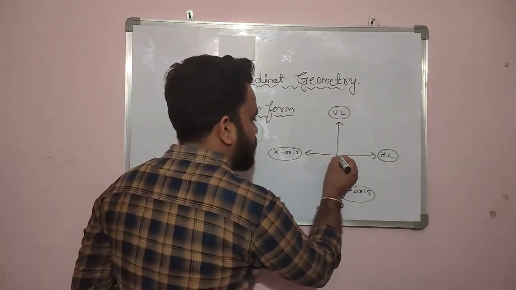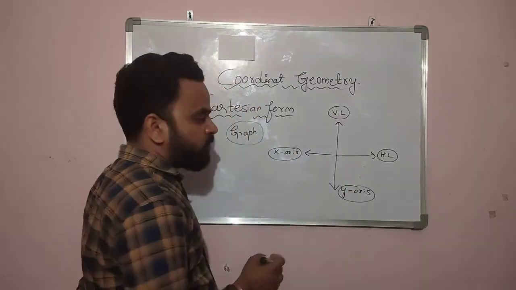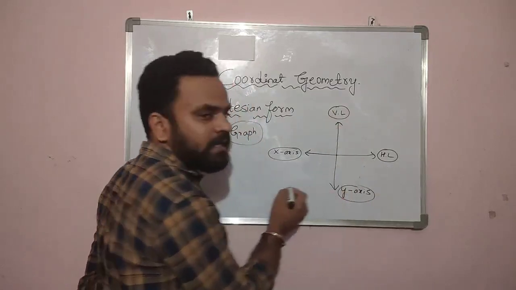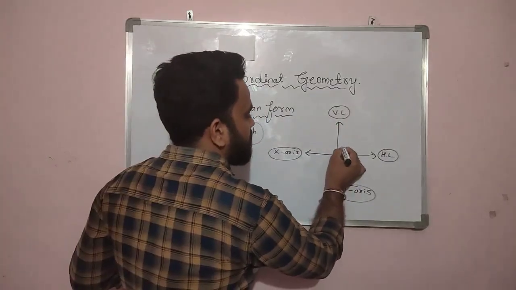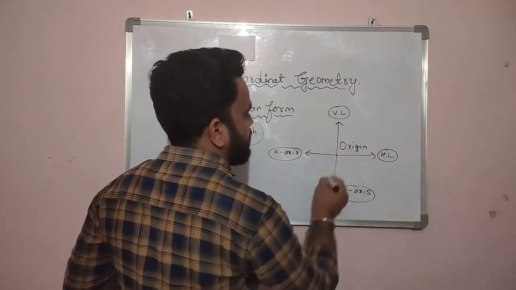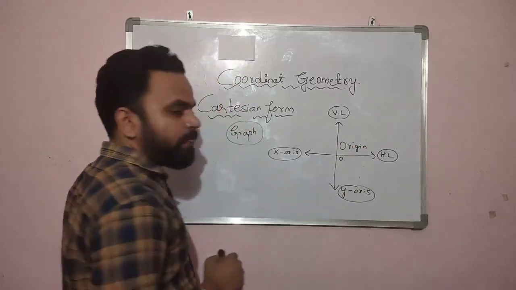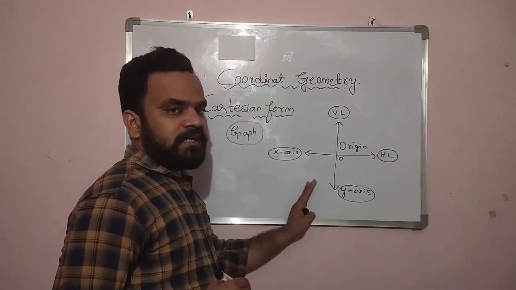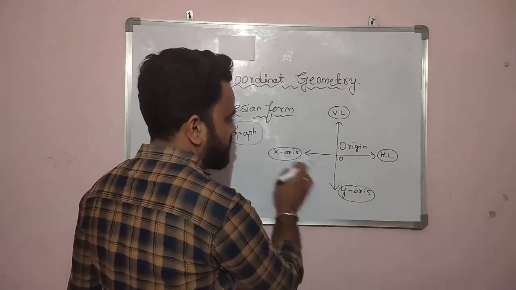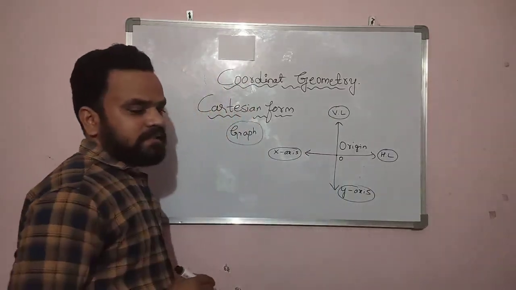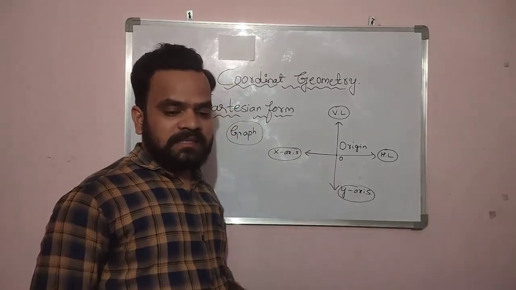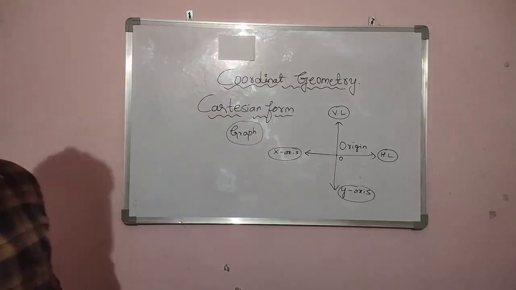The point where both of these lines will meet, this is the point where horizontal line is meeting vertical line, right? This point is called origin, denoted by O. So this is about vertical line, horizontal line, and the point where they are meeting. Vertical line is called y-axis, horizontal line is called x-axis, and the point where both the axes are meeting, that point is called origin, right?